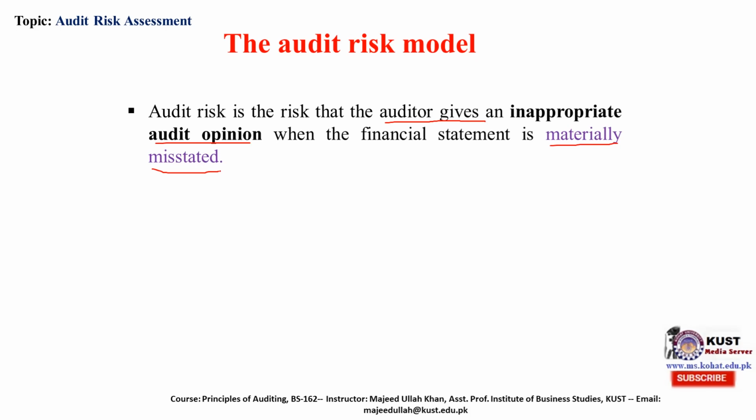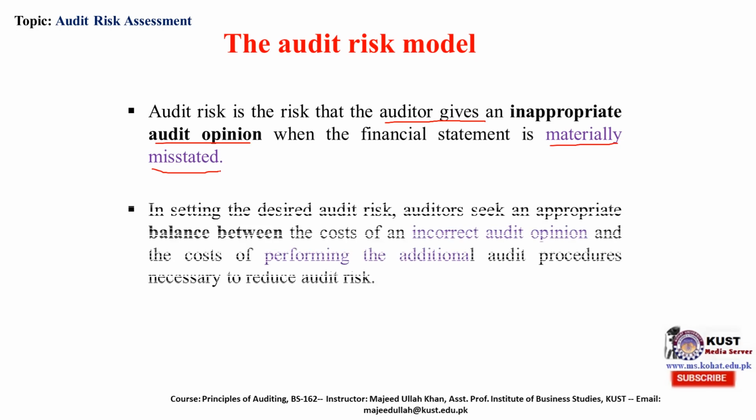So the auditor always tries to reduce that risk because it questions his professional integrity, his professional competency, and his professional due diligence. Even the auditor may be sued for professional negligence if he gave an inappropriate opinion while the financial statements are materially misstated. So the auditor will always try to reduce that audit risk.